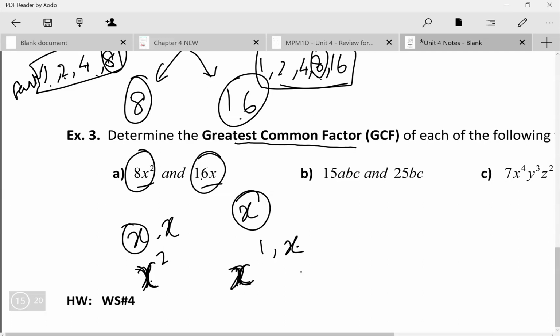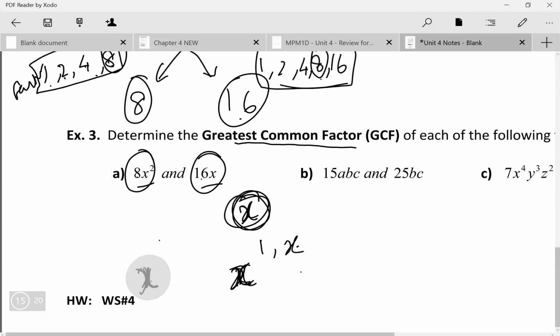So we know that x is basically just an x. x squared is an x times an x. And then we see what's common. I have an x that's common and an x that's common. So this is my greatest common factor, an x. So hopefully that was okay. If not, I'll do it again. We're going to do that again right now.